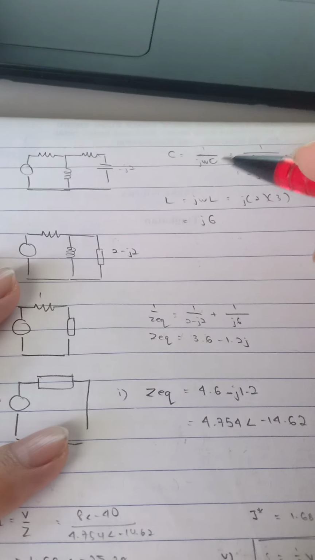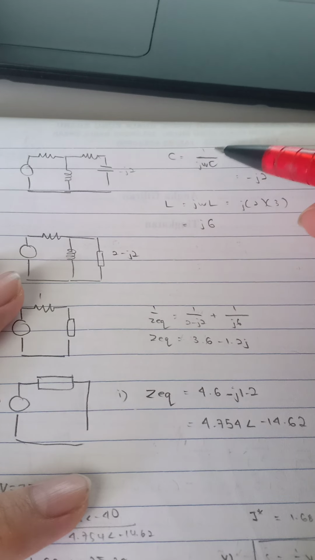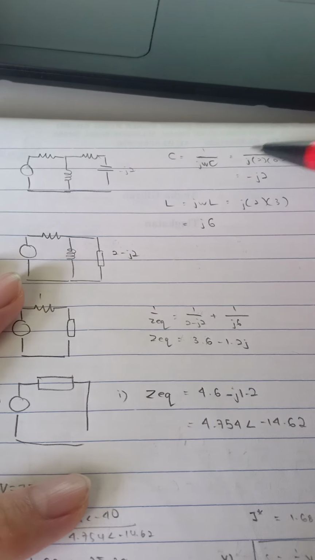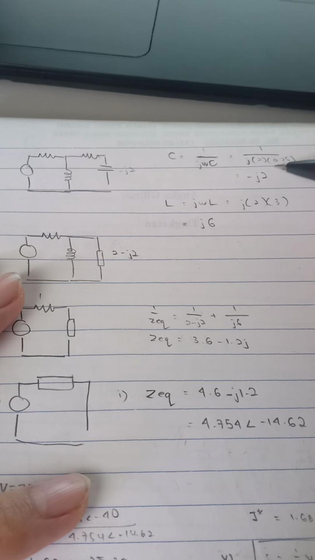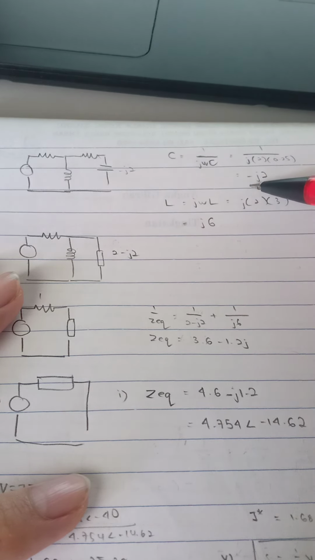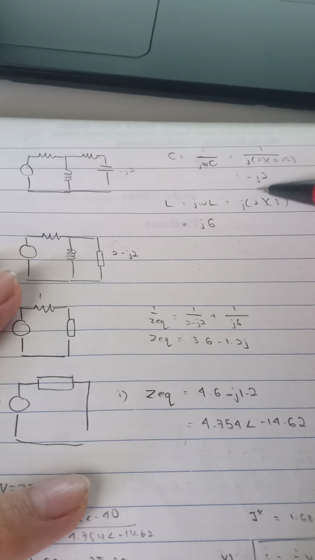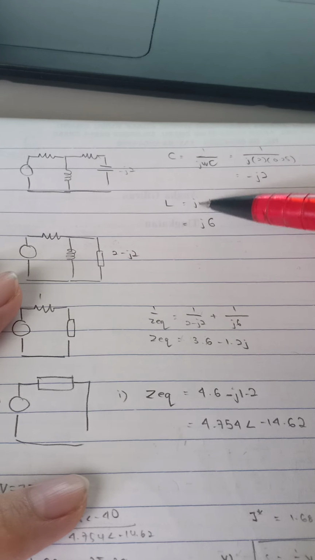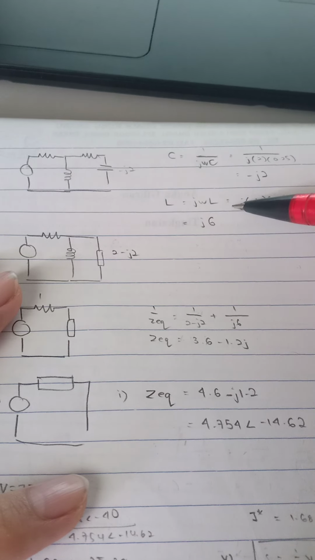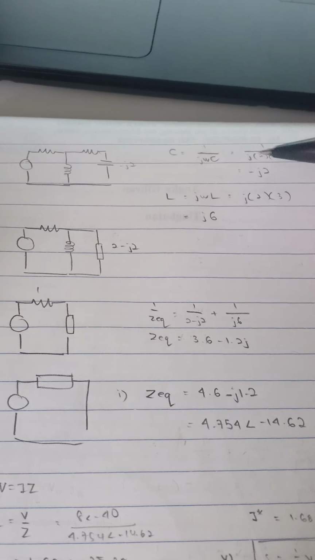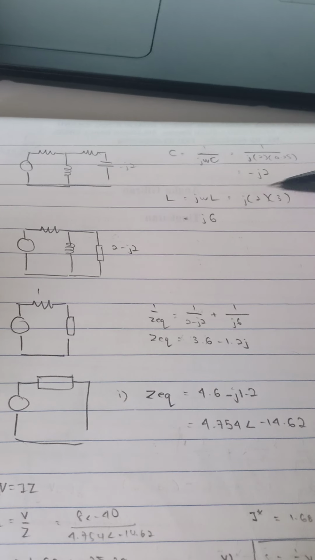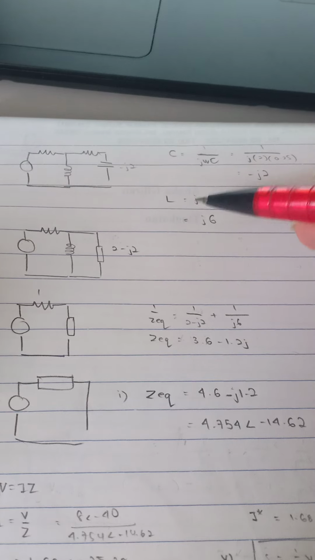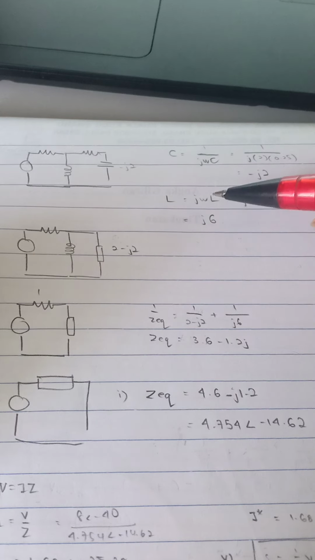First, for the capacitance, we know the formula is 1 over j omega C. So we just put in the numbers: 1 over j, omega is 2, and capacitance is 0.25. So we get the answer negative j2. For the inductance, the formula is j omega L, where we put in the numbers, j times 2 times 3, and that gives us j6.